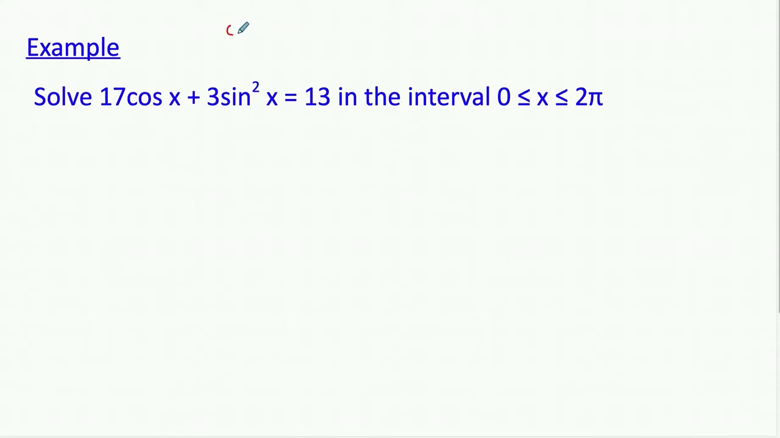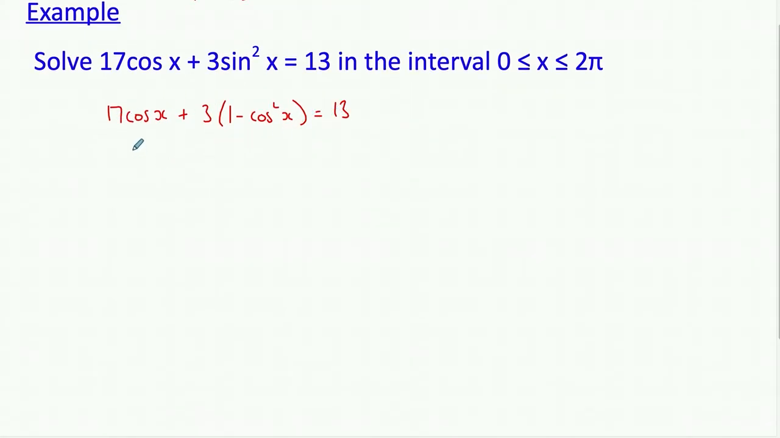So we're going to use the fact that 1 minus cos squared x is equal to sine squared x. So I can replace this sine squared x with 1 minus cos squared. I've noticed also that there's an interval of 0 to 2 pi. That's what tells me that we're working in radians if we're in an exam.